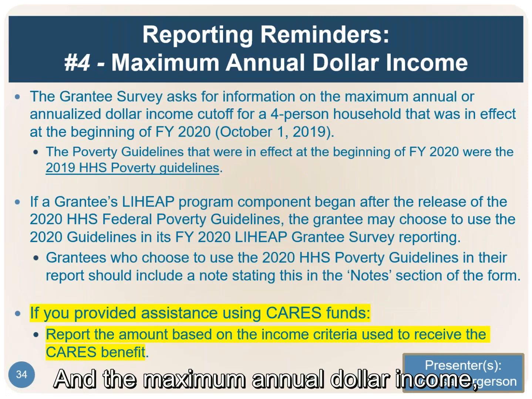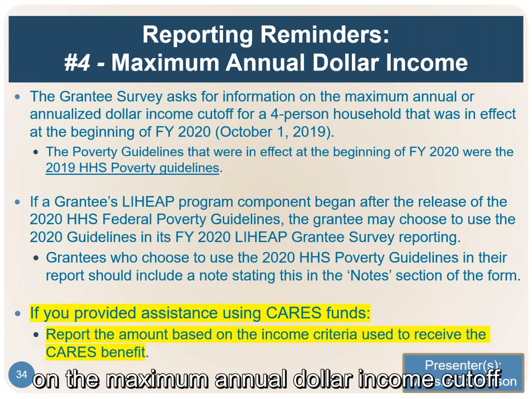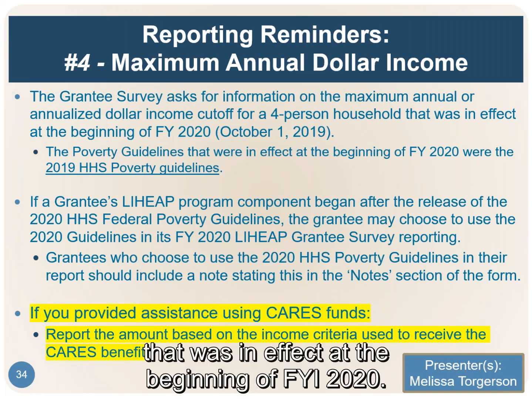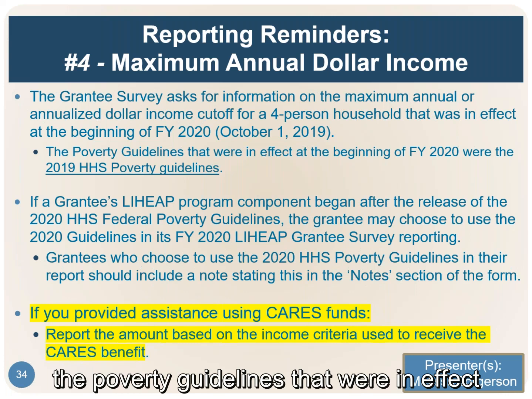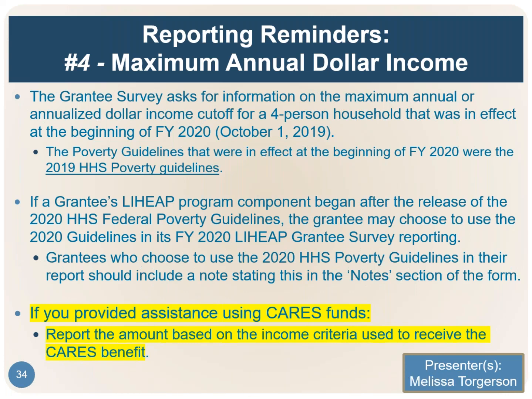And the maximum annual dollar income. The Grantee Survey asks you for information on the maximum annual or dollar income cutoff for a 4-person household that was in effect at the beginning of FY 2020. And just so you all know, the poverty guidelines that were in effect at the beginning of FY 2020 were the 2019 poverty guidelines.